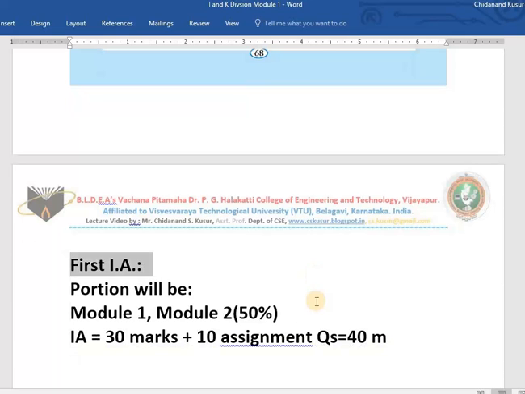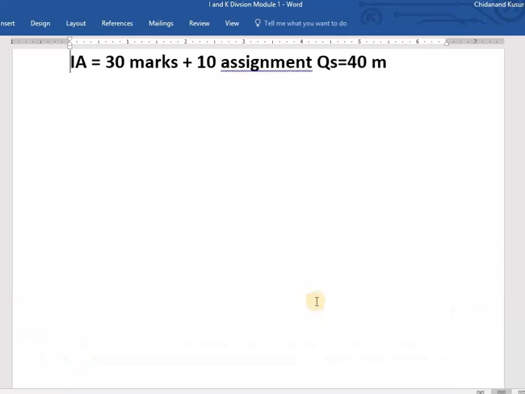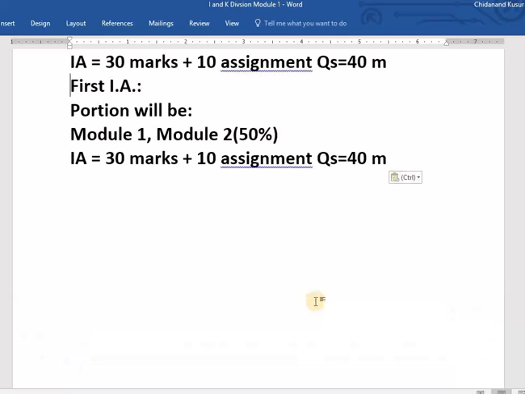Similarly, for the second IA, the portion will be how much, do you know? Yes, you know it. I just told you. The remaining 50% of module 2.